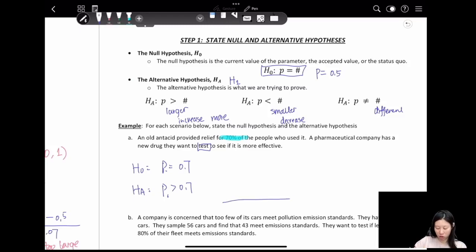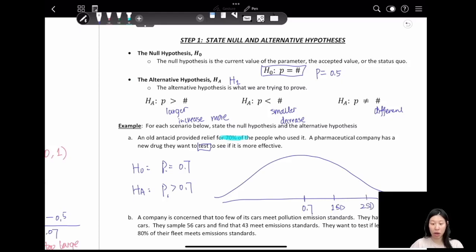On this sampling distribution, we have 0.7, and then 1 standard deviation and 2 standard deviations. Think about it, it's more than. So this is minus 1 standard deviation and minus 2 standard deviations. So think about more than. That means the p hat is going to be on the left, because to the left is a greater number, to the right is a smaller number, more than. So we have a p hat on the left. We're trying to prove this area. That would be our p-value. Also, this is called a right tail test.